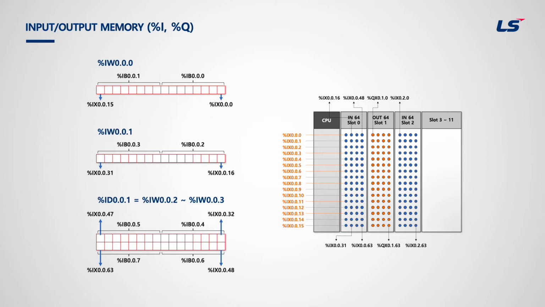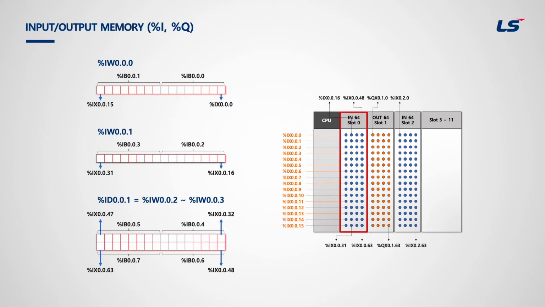ID0.0.0 means IW0.0.0 and IW0.0.1. Next double word, ID0.0.1, is IW0.0.2 and IW0.0.3. A double word contains 4 bytes, which is 32 bits. On the right-hand side, there is an example of PLC with input and output modules.